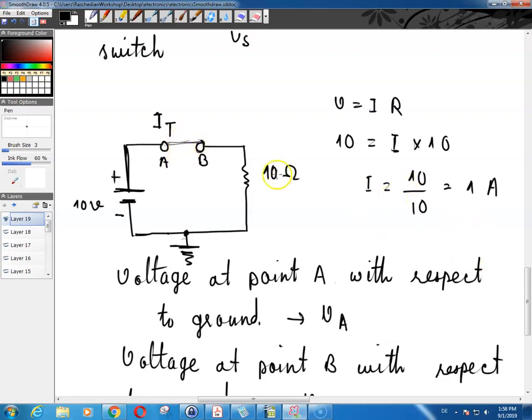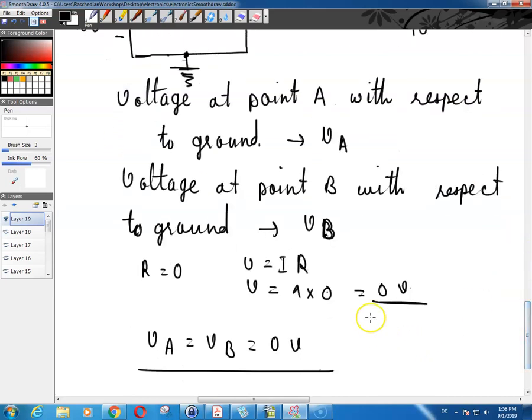Oh, I'm sorry, with respect to ground, meaning that if you put, of course, this would be the positive, and with respect to ground you would have 10 volts between these 2 points. So then you can say that V of A is equal to V of B. They are electrically common, and the voltage between these two wires would be 10 volts.